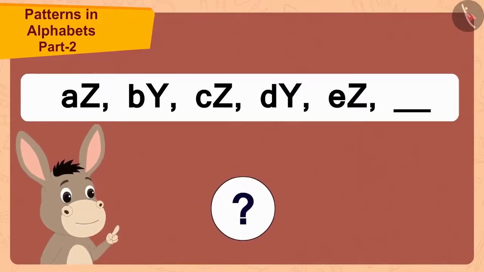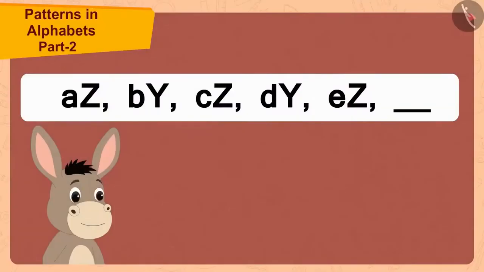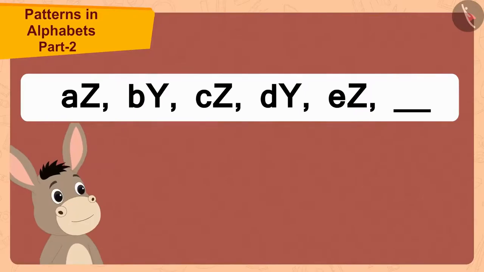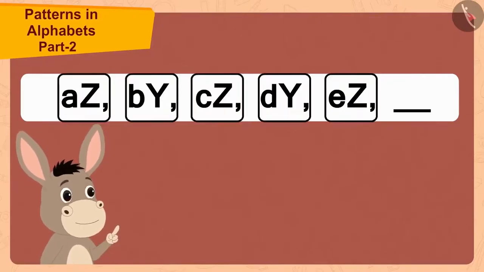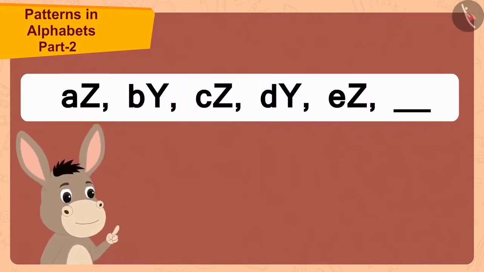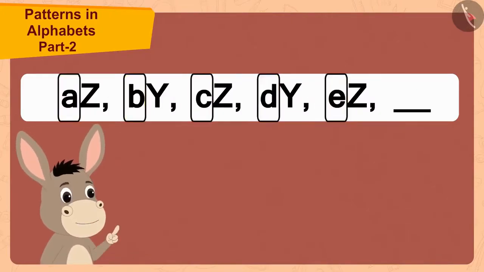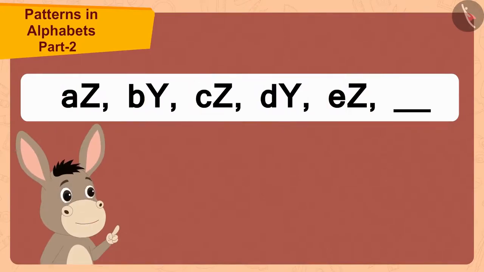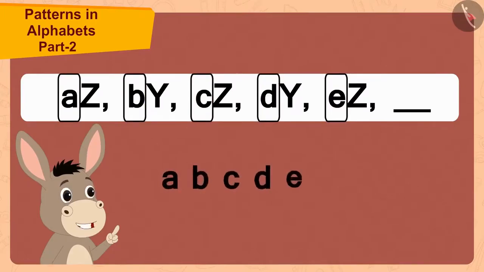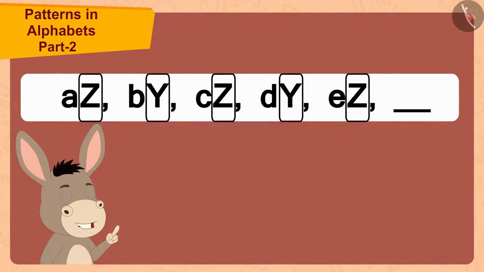What can be the rule of this pattern? What letter should I write in this blank space? Bhola started thinking. Bhola then looked at the pattern more closely. Here two letter pairs are made. Let me look at the small letters first. Well, here the small letters are increasing in order. And the capital letters? Let me repeat these two letters.